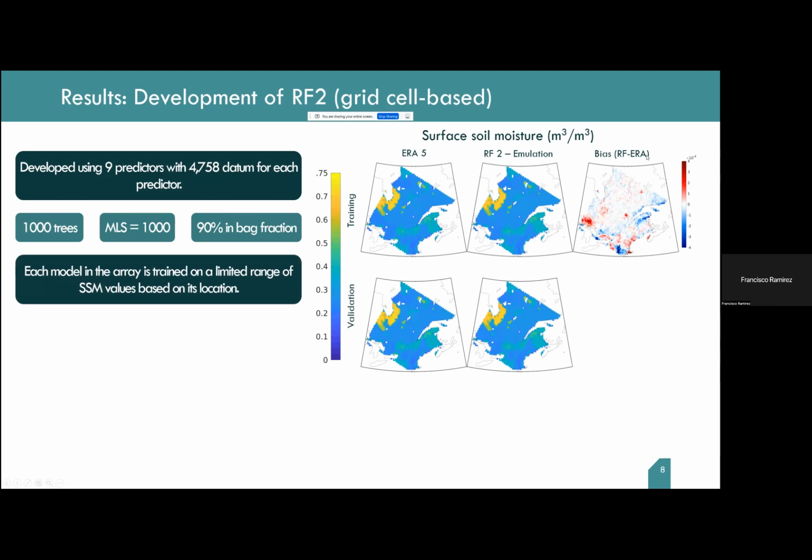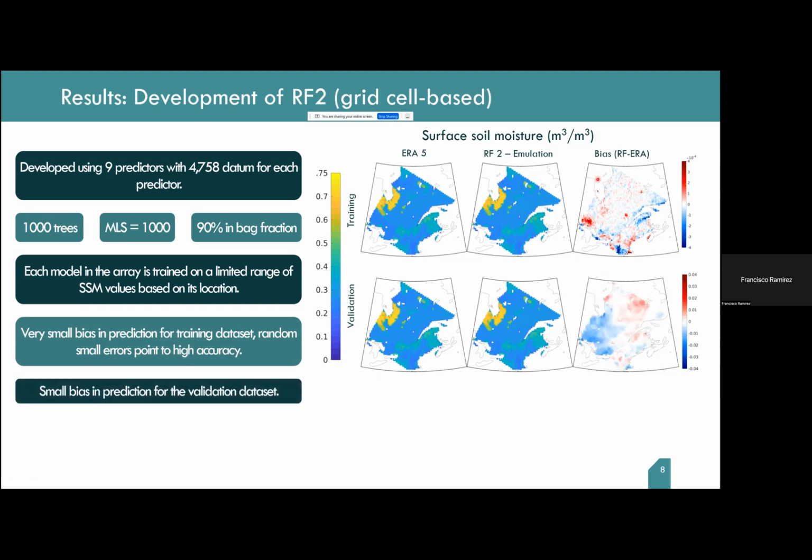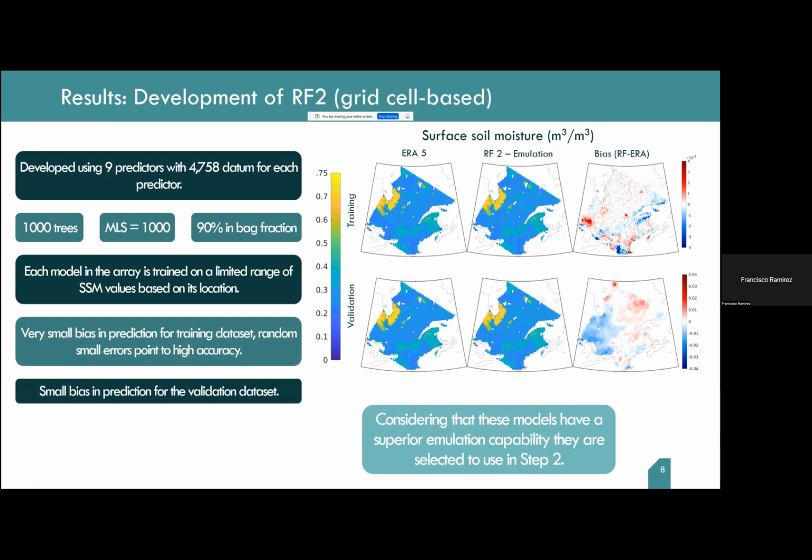As each model is trained on a limited range of surface soil moisture values, we expected a very small bias in the training dataset. However, for the validation dataset, we see a small bias since the models never saw those values during training. However, the model is performing really well, and considering that these models have a superior emulation capability and that for this framework to work we need the most accurate model, we selected RF2 to use in step 2.